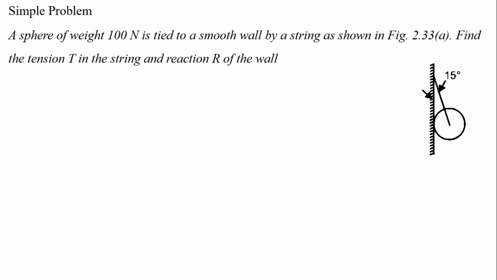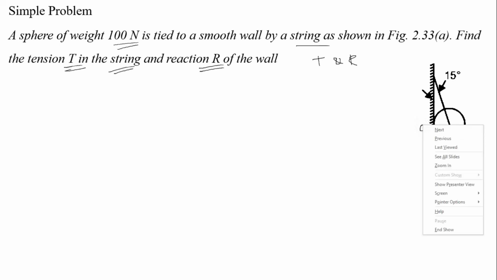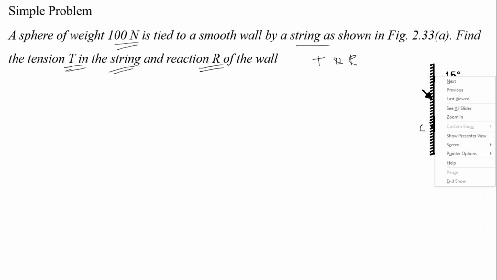A sphere of weight 100 Newton is tied to a smooth wall by a string as shown in the figure. As we discussed in our previous slide, it is a similar problem. Find the tension T in the string and the reaction R. This is the diagram for this problem, and this is the support of the ball. Let us consider this as C, and this point as A.